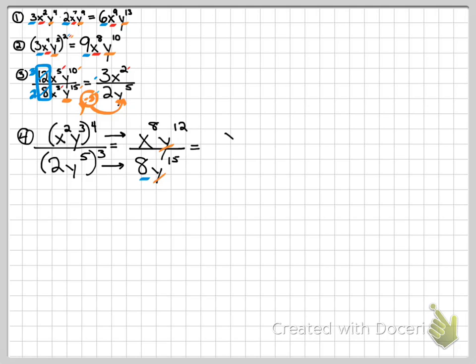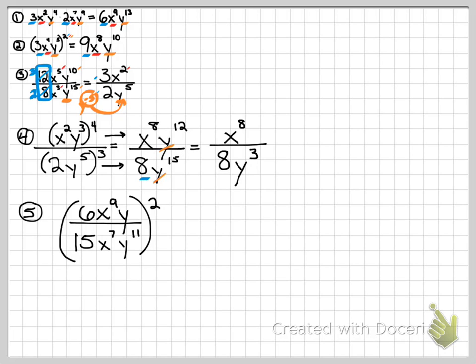So, x to the 8th on top doesn't change. There's no other x's. The 8 on the bottom doesn't change. There's no other constants. I have 12 minus 15, which is negative 3, or there's more y's on the bottom, so I know my y's are going to be on the bottom after I subtract. X to the 8th over 8y cubed.